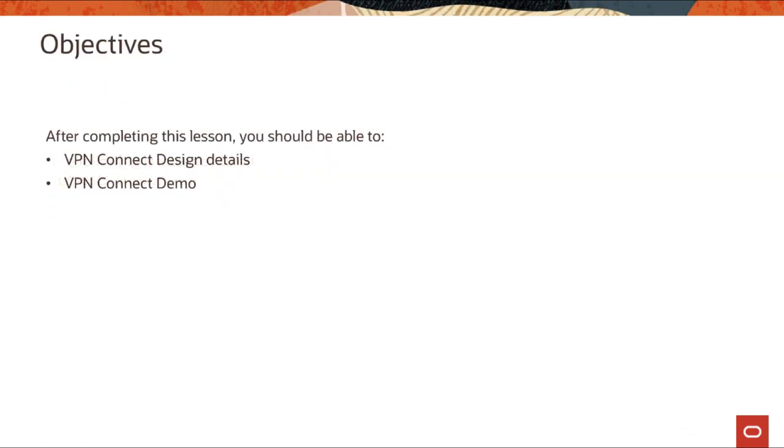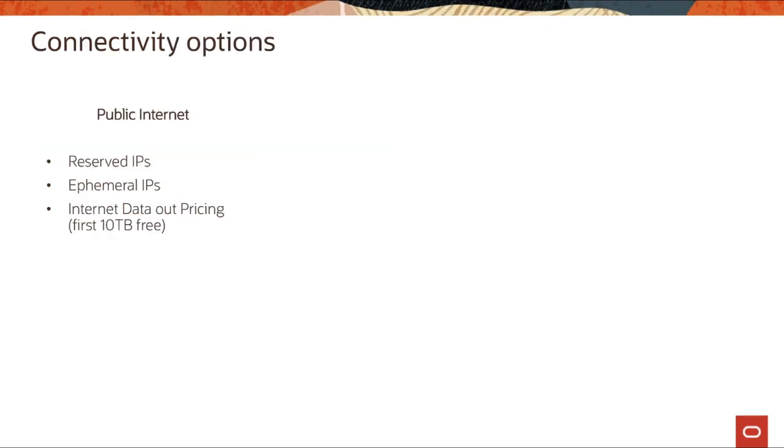So, the main objective of this video is to go over some of the design scenarios or the design considerations that you need to make before you are selecting which connectivity option from OCI. And then we'll take a deep dive into the VPN Connect and also see a demo by the end. So let's quickly recap what are the different connectivity options when you have workloads running within your virtual cloud network.